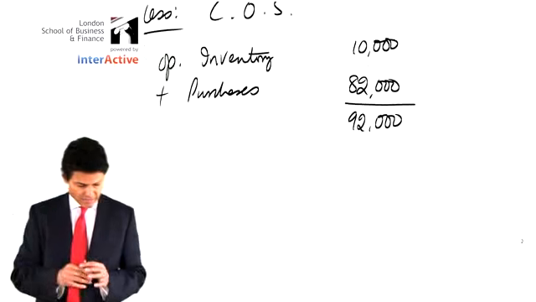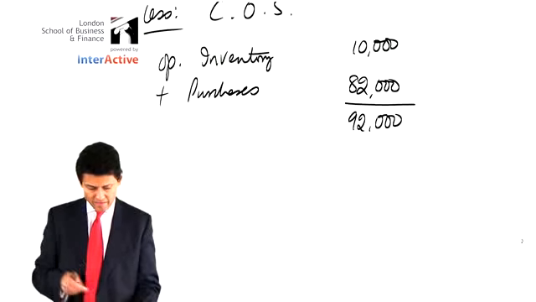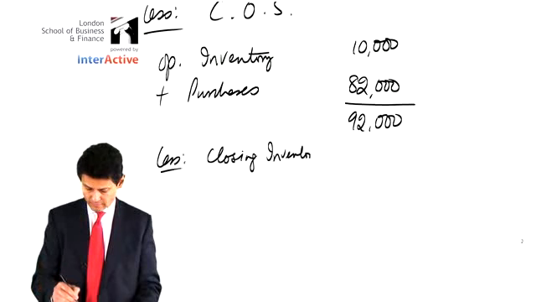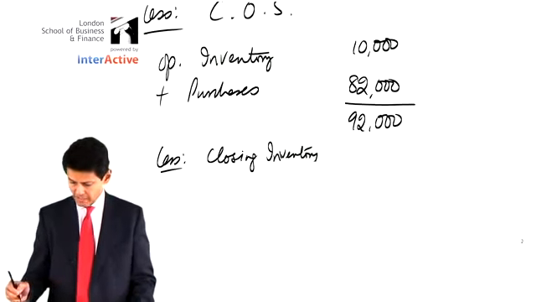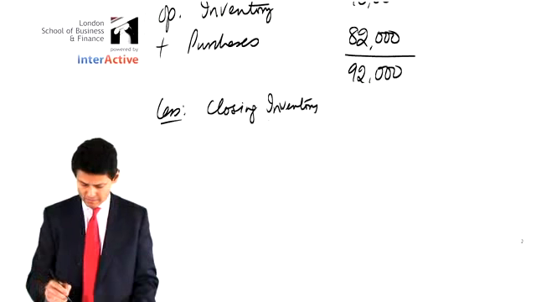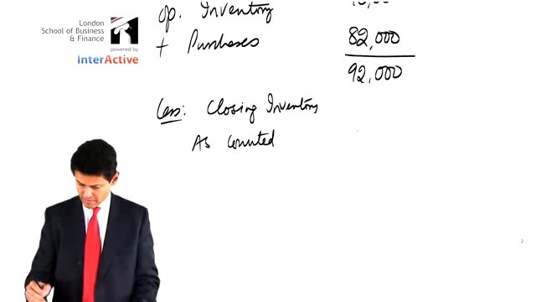What else do they give us in this question? I notice the closing inventory after the fire as physically counted is said to be 3,000. So as counted is said to be 3,000.